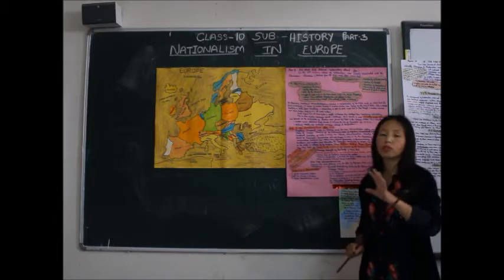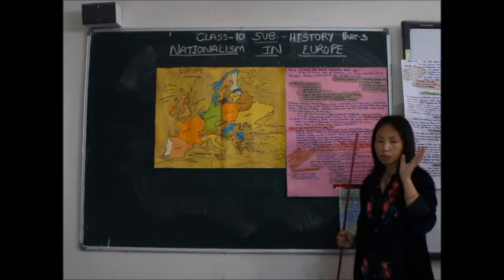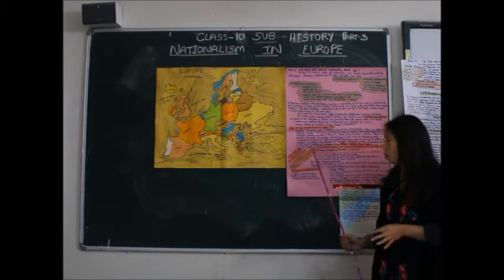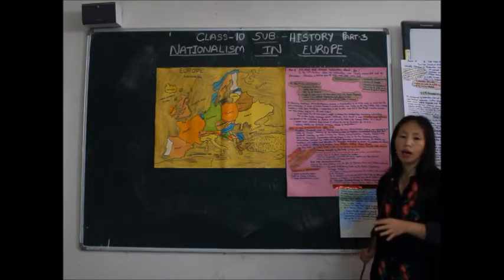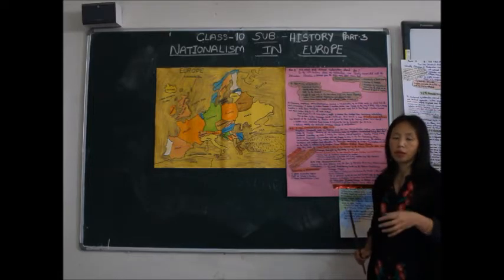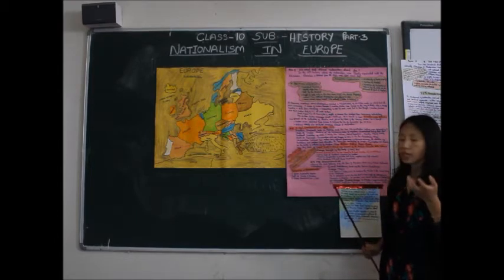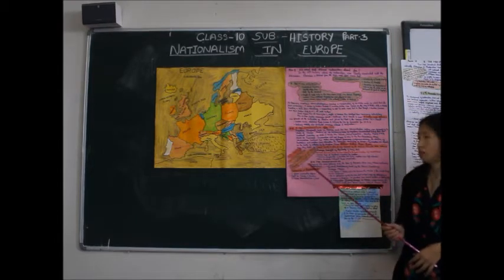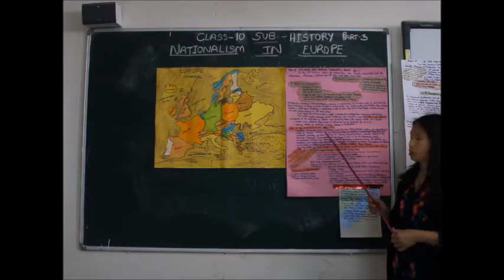So the conservatives were so autocratic that they imposed censorship on newspapers, plays and songs. That means people were not allowed to speak freely. They were not allowed to express their feelings. They were not allowed to write anything against the king. So the conservative people were like that in Europe.